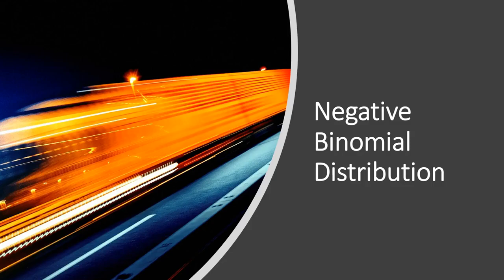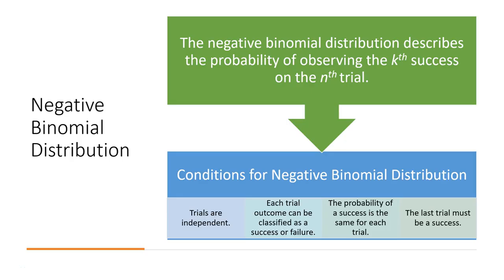Negative binomial distributions are a special case of binomial distributions. We're still looking at the trials being independent, each trial outcome being classified as a success or a failure, and the probability of success is the same for each trial. But the difference for a negative binomial distribution is that the last trial must be a success.